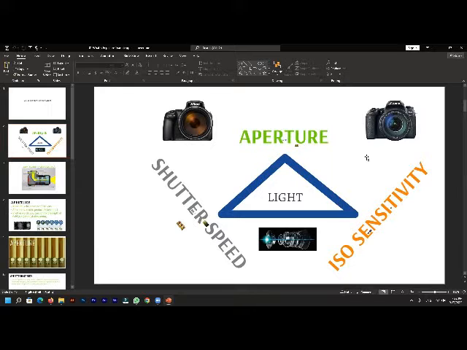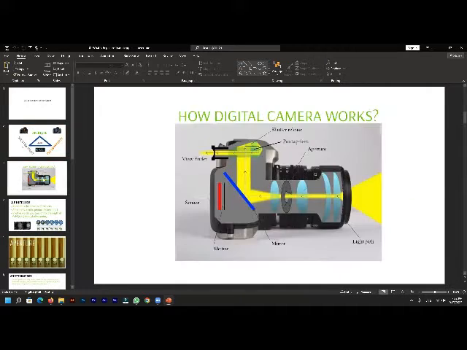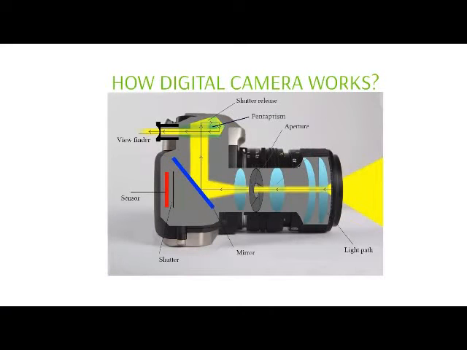And shutter speed is the amount of time when your sensor is exposed to the light, when the shutter is released and is not in front of the sensor. Once the light falls on the sensor, then ISO sensitivity comes into play. So let me show you with a diagram what I'm talking about. Do you see this, how a digital camera works?